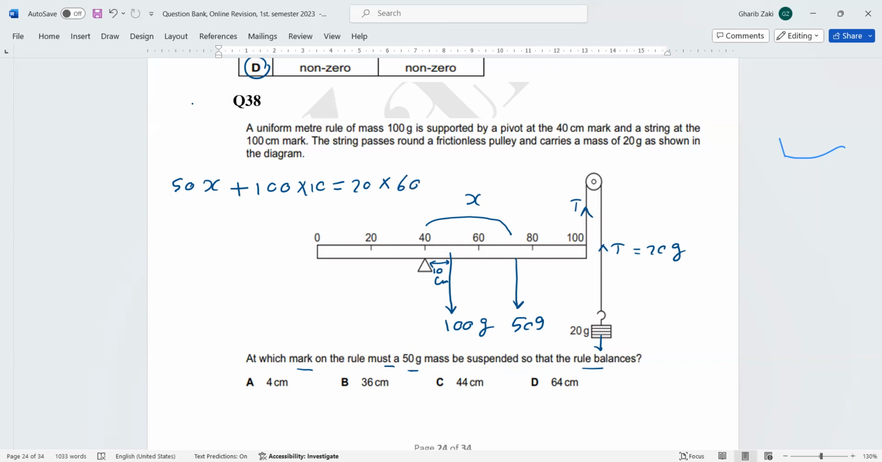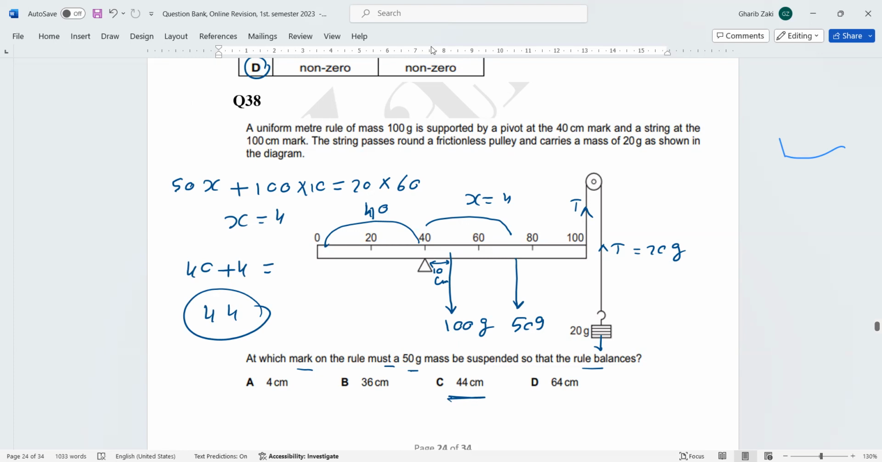From this, we can get x. Let us solve this. 20 multiplied by 60 minus 100 multiplied by 10, divided by 50. So x equals 4. But actually, we calculate the distance from the ruler. So x equals 4, and from the support to the beginning is 40. Then the mark is at 44. 40 plus 4 equals 44. So at 44 centimeters.